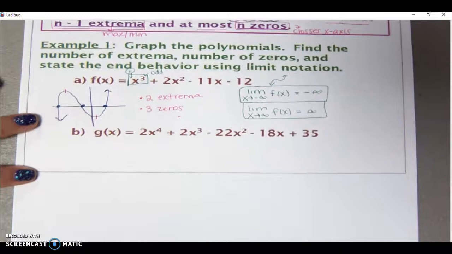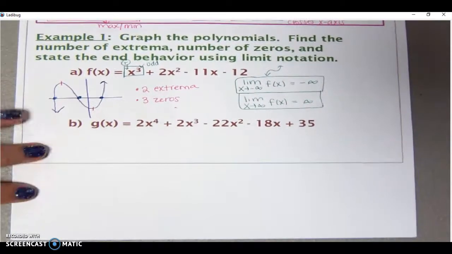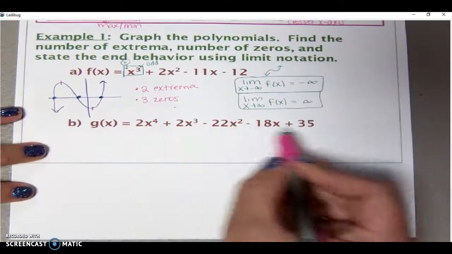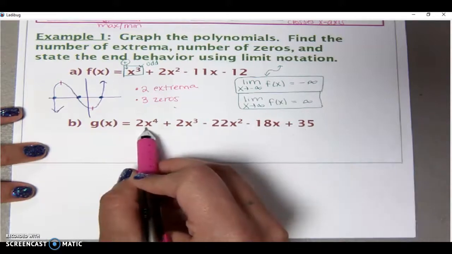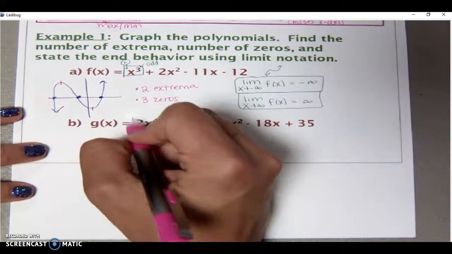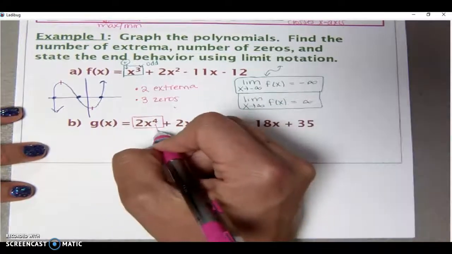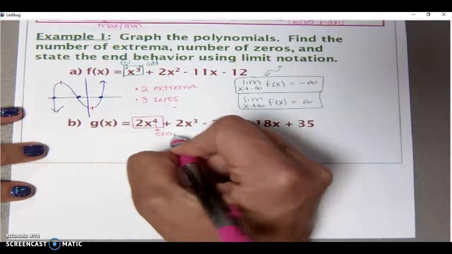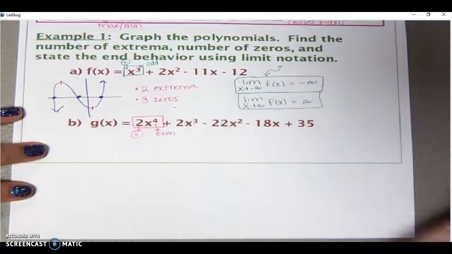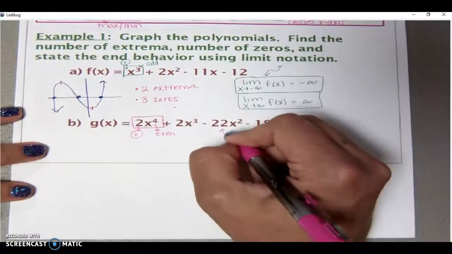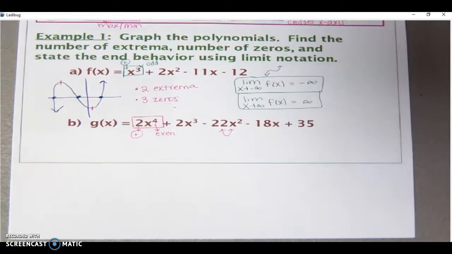Okay, so we're going to do the same thing with part B. In order to get our end behavior, we're going to look at the highest exponent. Remember, it doesn't have to be the first term. They don't always put it in order. If they do put it in order, it will be the first term, but they don't have to. The highest exponent is even, and the leading coefficient is positive. So even and positive means that both sides are going to go up.